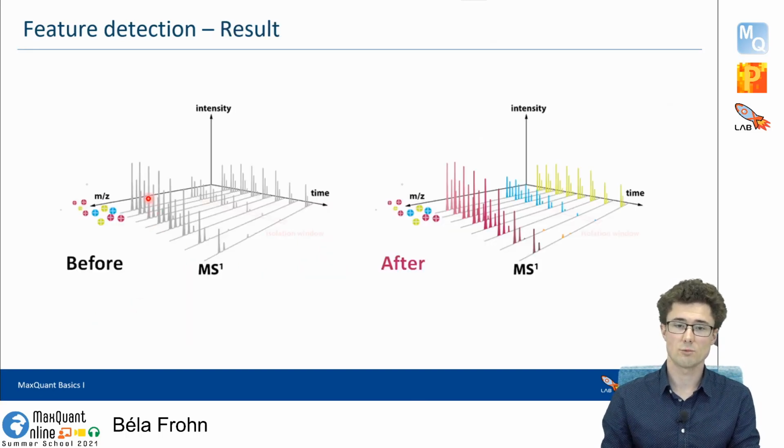So before we did this, we had unlabeled data points where we didn't know where they come from. And now we still don't know where they come from, so we don't know the peptide sequence, of course, but we can at least say these guys here, they all belong together, or these guys here, they all belong together. So they should come from the same peptide. We don't know the peptide yet, but at least we know that all these guys here belong together. And this is the result of the feature detection.